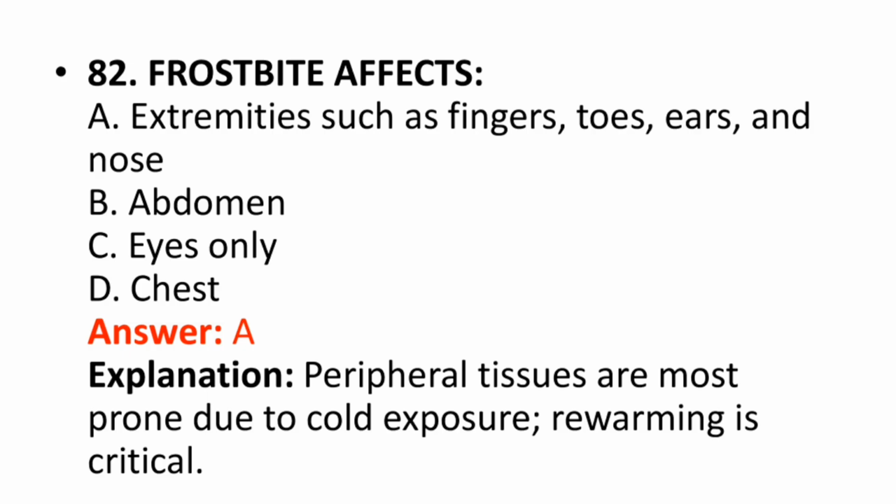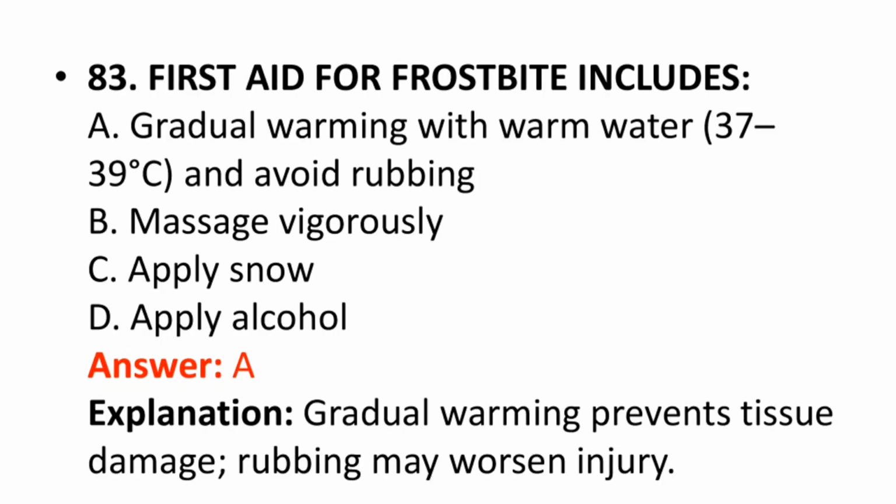First aid for frostbite includes option A: gradual warming with warm water, 37 to 39 degrees Celsius, and avoid rubbing. Option B, massage vigorously. Option C, apply snow. Option D, apply alcohol. The correct answer is option A. Gradual warming prevents tissue damage. Rubbing may worsen injury.